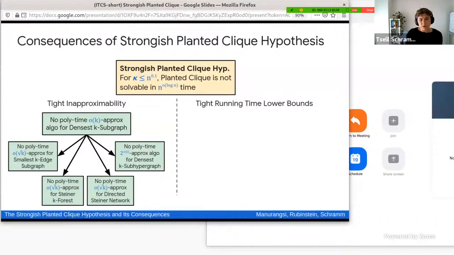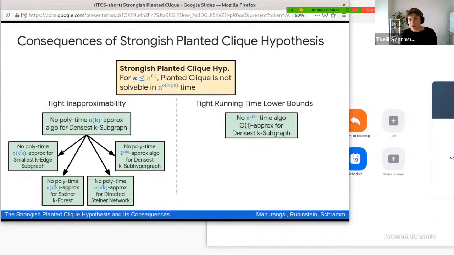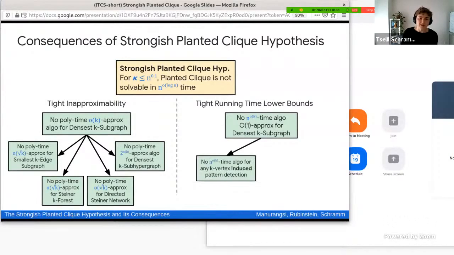Okay. On the other side, we also get tight running time lower bounds. Here we're able to show that there's no n to the little o of k time algorithm that gets a constant approximation for densest k subgraph. And it's also easy to see that it's tight, because if you're looking for a subgraph of size k, you can do brute force search over size k subgraphs in n to the k time.